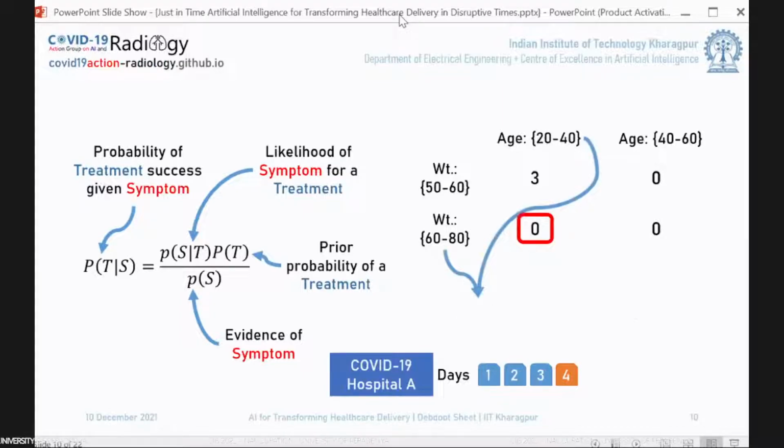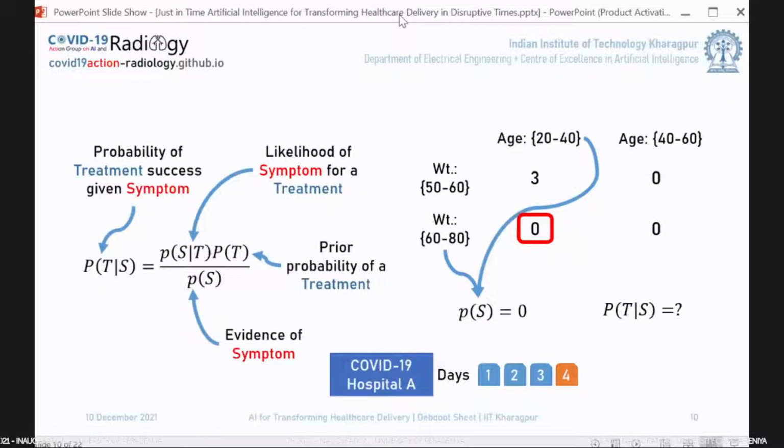Now, on the fourth day, if I get a patient who comes in this particular block, so essentially that patient is of the age group of 20 to 40, but instead of the weight being between 50 to 60 kilograms, now the weight of this patient is between 60 to 80 kilograms. Now what happens over here is that your P of S, that kind of a symptom could have existed, but at least this hospital had never seen that kind of a patient. You would also see that your P of S given T is also 0.